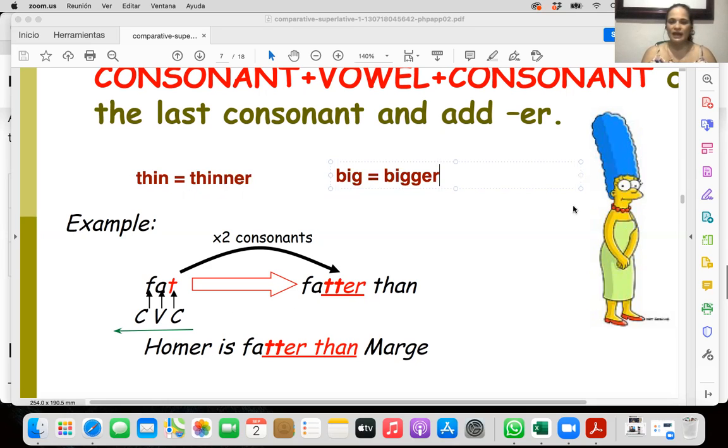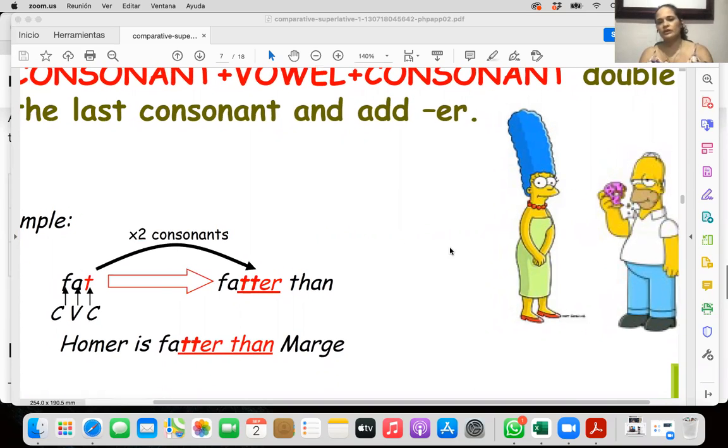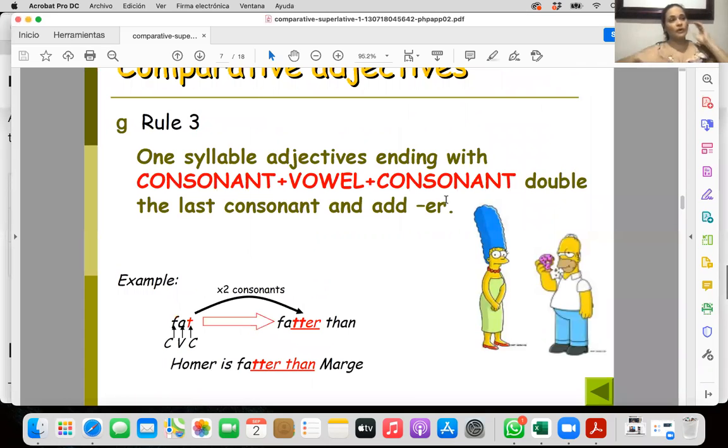Right here we have an example. Homer is fatter than Marge. Hold on, let me show you. You can see here, Homer is fatter than Marge. Or we could say Marge is thinner than Homer, it's the same. We did in class up to rule number 3. So I'm going to go ahead with rule number 4 and rule number 5, and then we're going into exercises and activities, so that you can further see how this works.